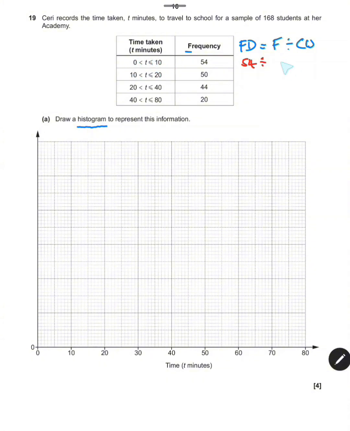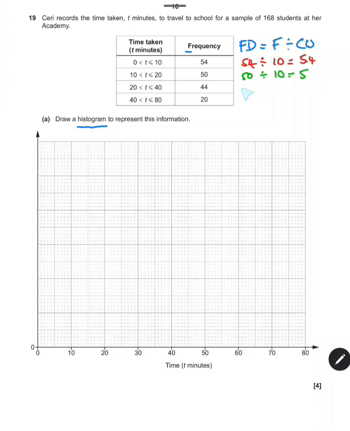The first frequency is 54, so we're going to do 54 and divide by the first class width. Well, from 0 to 10 is a distance of 10. So our first frequency density is 54 divided by 10, 5.4. Second frequency density, well, we've got 50, and we're going to divide by how wide this class interval is. From 10 to 20 is 10 again. So 50 divided by 10 is 5.